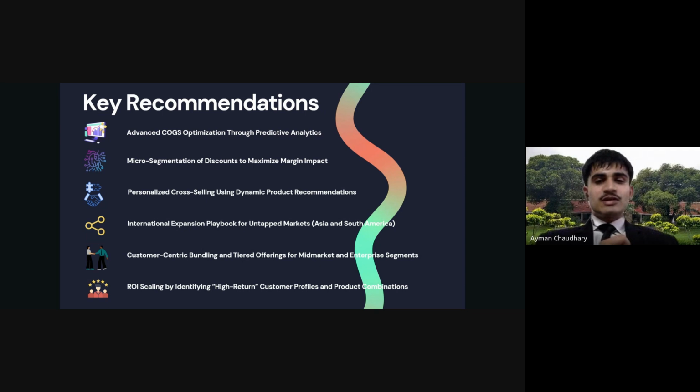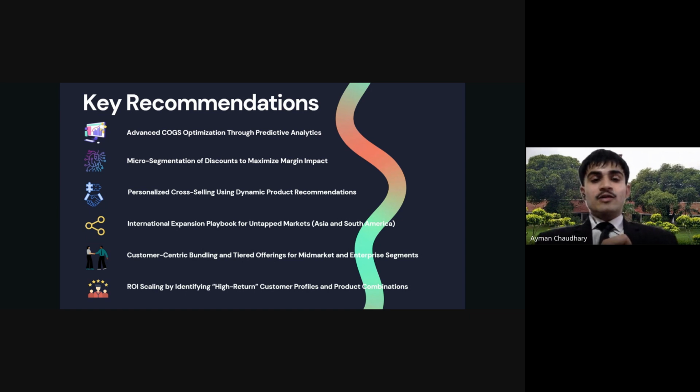So we need to develop customized bundle offerings tailored specifically to the unique needs of these two segments, where transaction sizes are large and customers may be open to tiered service offerings. Now we could test bundles combining complementary products with our services, that are installation and consulting.